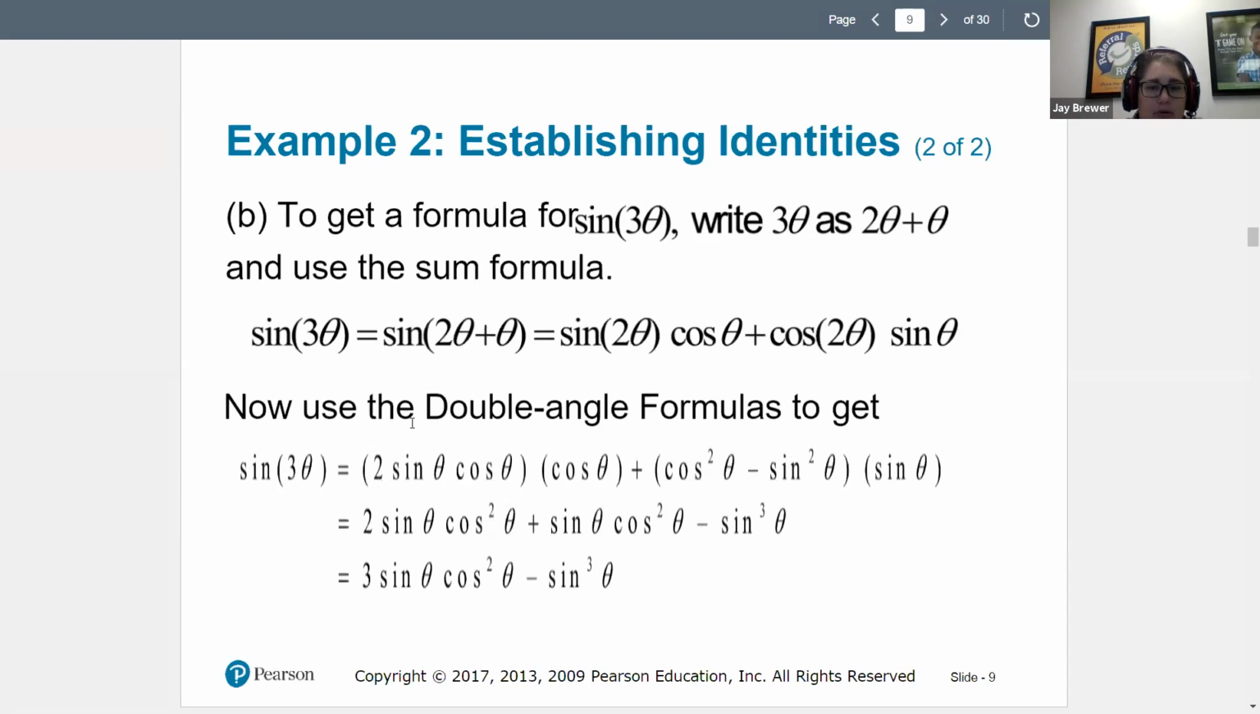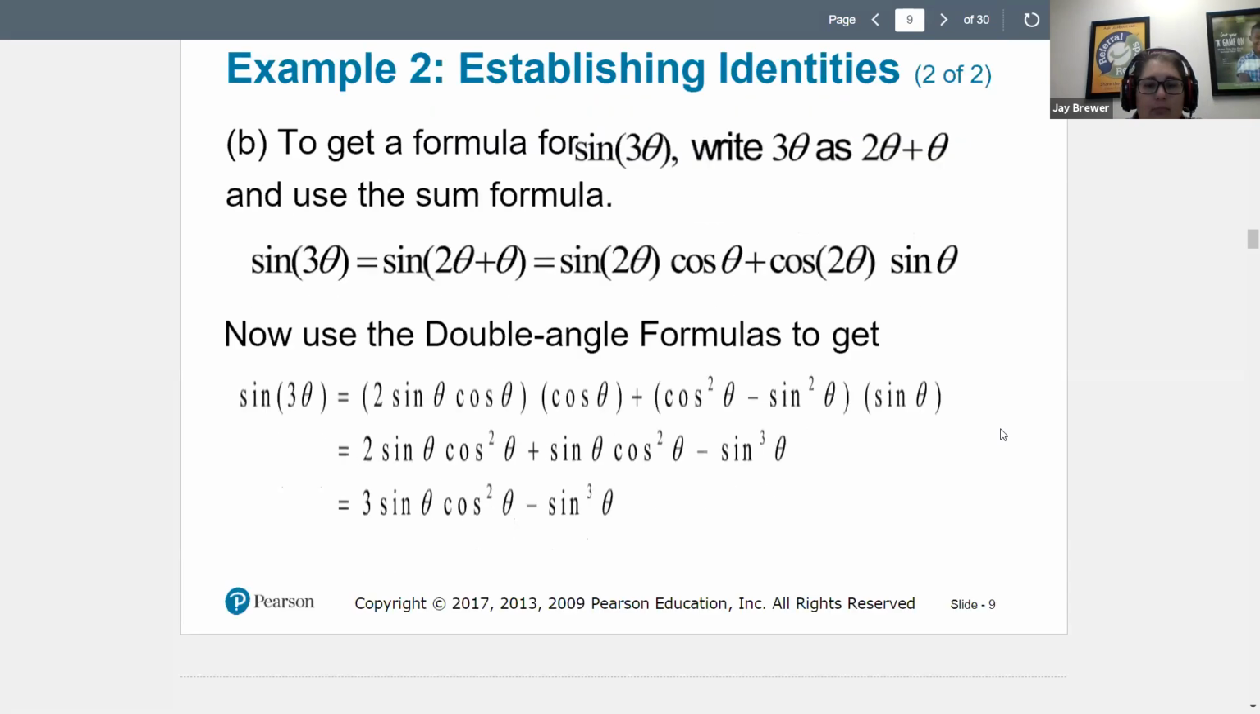you guys can see the work here, but eventually when you simplify, you're going to end up getting 3 sine theta cosine squared theta minus sine cubed theta. Okay, so that's what it works out to, but you don't have to memorize that one. If someone asks you in the future to find sine 3 theta and you would like to remember that, I guess you could do that, but it's not going to be used so often that you would need to memorize it.